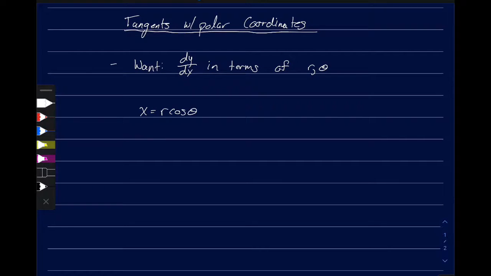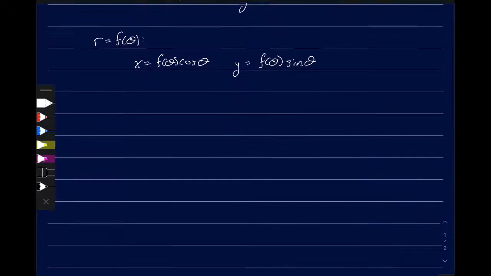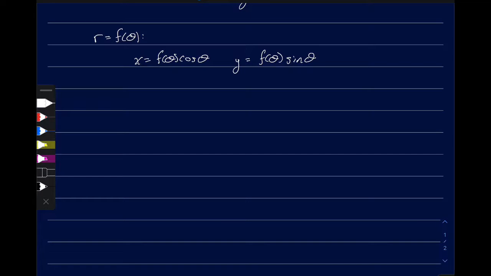So we know that x is equal to r cosine theta, and we know that y is equal to r sine theta. We also know that r is actually a function of theta. So let's go ahead and replace that. So x is equal to f of theta cosine of theta, and y is equal to f of theta sine of theta.